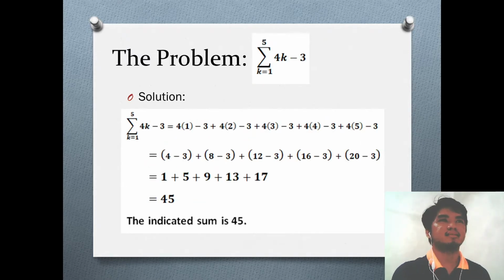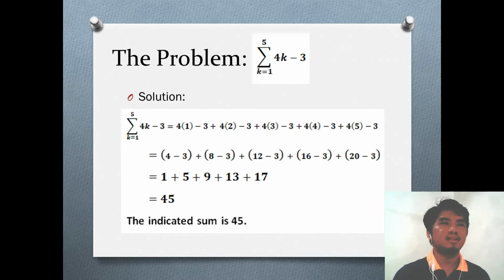So the next problem is the summation of 4k minus 3 from 1 to 5. The formula for this problem is, of course, we're gonna substitute the values of k from 1 to 5 into the given problem. So 4 times 1 minus 3 plus 4 times 2 minus 3 plus 4 times 3 minus 3 plus 4 times 4 minus 3 plus 4 times 5 minus 3.